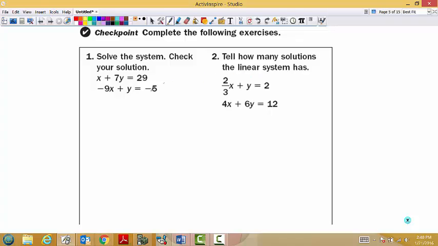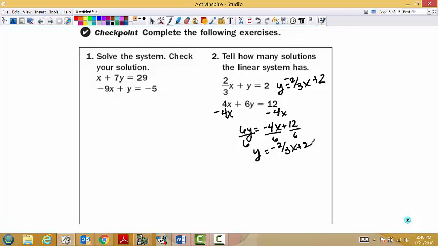Actually, skip this one because I didn't give you a graph. And then it says, tell how many solutions the linear system has. Well, let's solve it for y. This would be negative 2/3 x plus 2 if you move it to the other side. And then if I do minus 4x, y equals negative 2/3 x plus 2. What do you notice about them? They're the same. Yay. So it has many solutions.